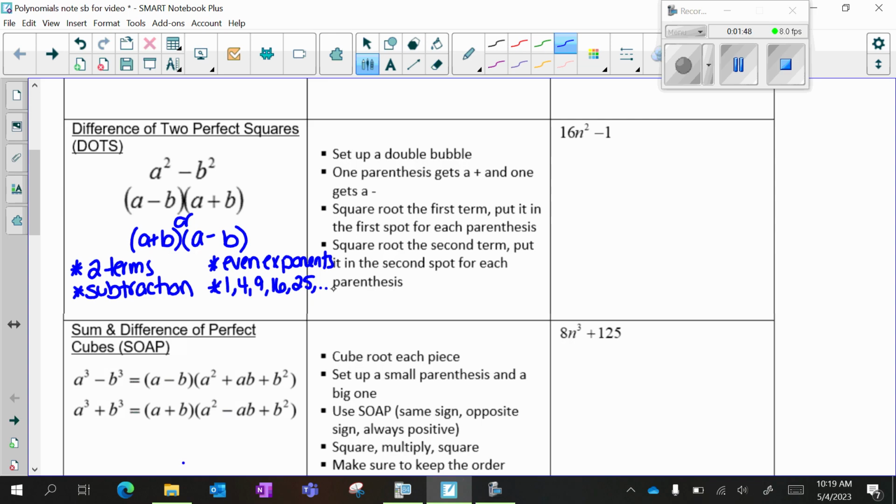So 16n squared minus 1, both of them are perfect squares. It's a difference, and I have two terms, so I'm square rooting each piece, setting up two parentheses, one with a plus, one with a minus. Square root of 16n squared is 4n. Square root of 1 is 1.